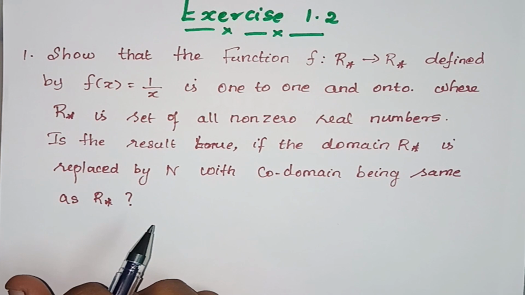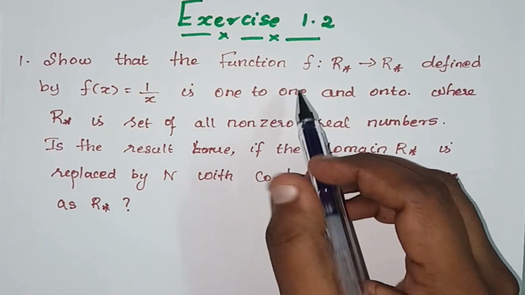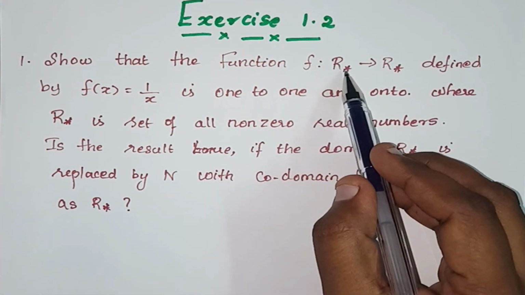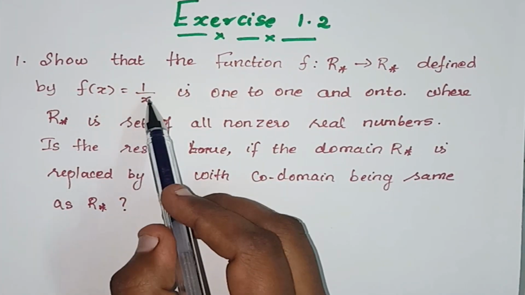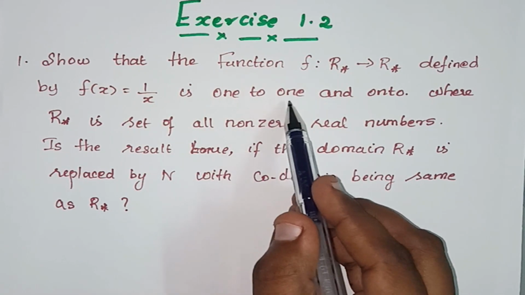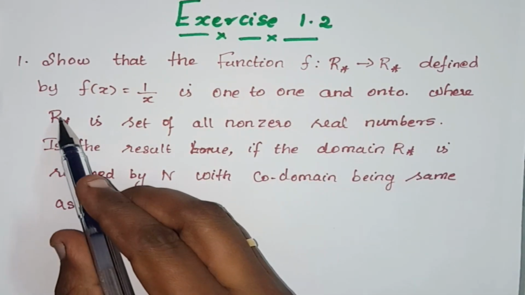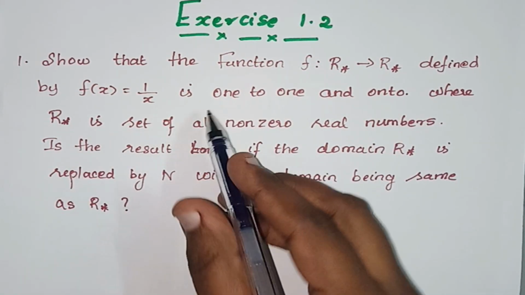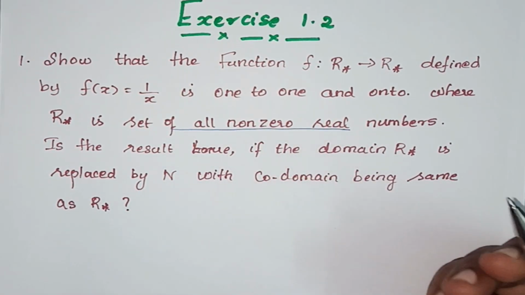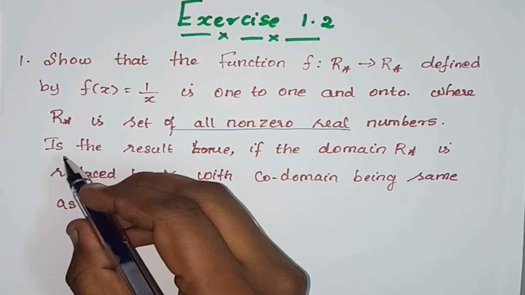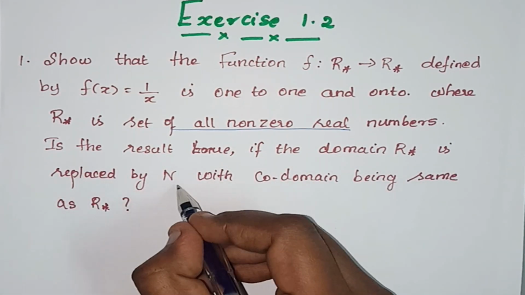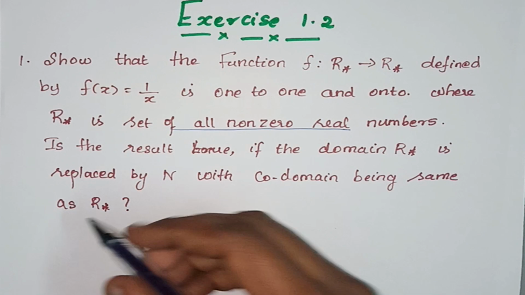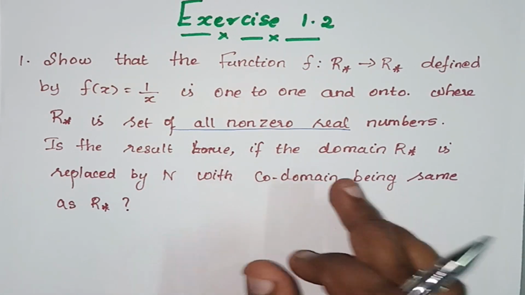So the first question is: show that the function f from R star to R star defined by f of x equal to 1 by x is one-to-one and onto, where R star is the set of all non-zero real numbers. Is the result true if the domain R star is replaced by N with codomain being the same as R star? So this is the question.